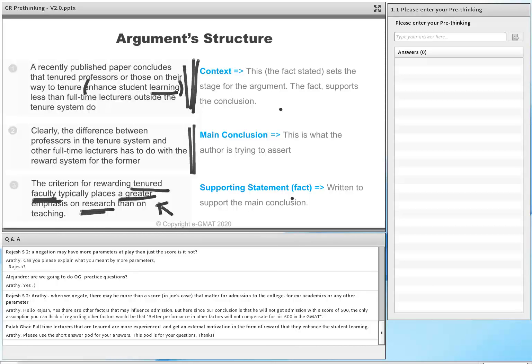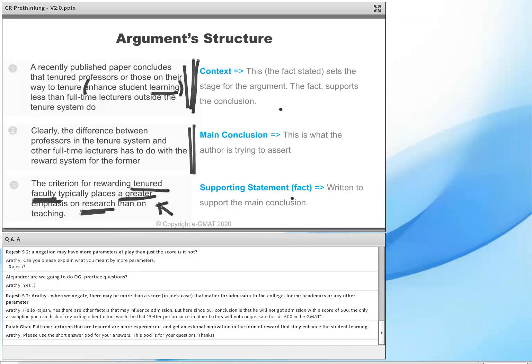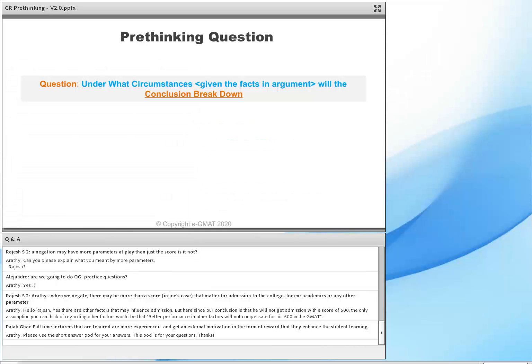Visualization clear, guys? Can you see a more clear picture of what the author is trying to do? Okay. And that's the level of clarity that you need to be at before you even get to asking that pre-thinking question. Now, I want to talk about this.